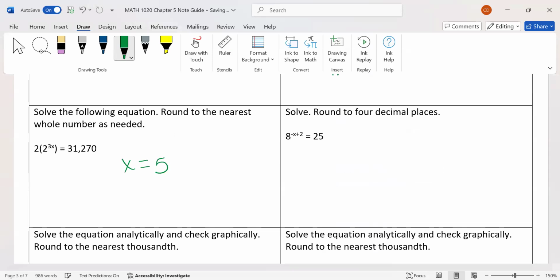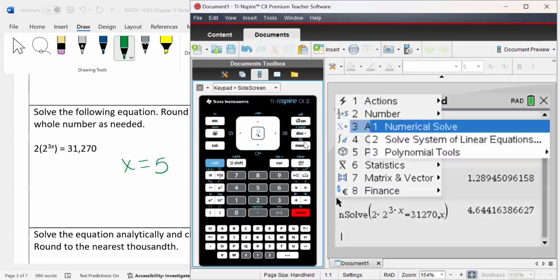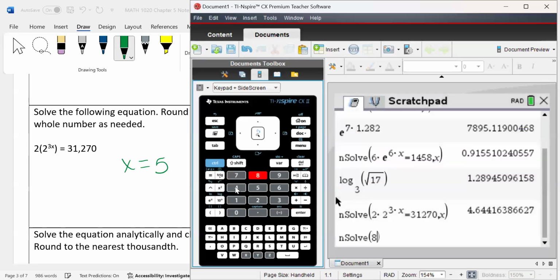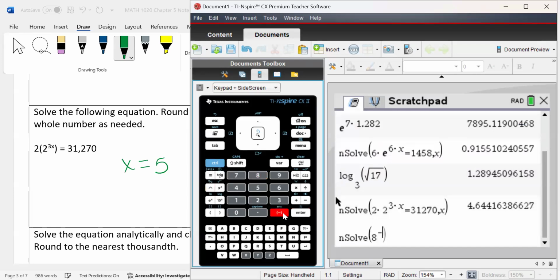The one on the right, same thing. So menu, algebra, numerical solve. Now the exponent is negative x plus 2. It's kind of a long exponent, and that's fine. Then remember to arrow to the right to get out of the exponent area, equals 25. And don't forget your comma x.